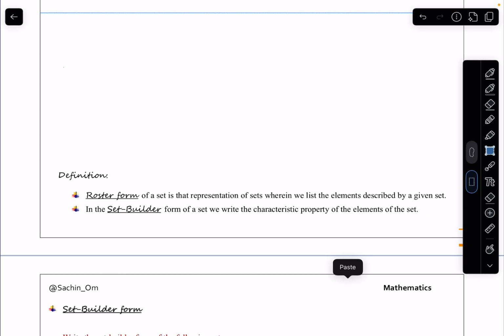In the last class, we had talked about roster form of a set. Today we'll talk about set builder form of a set and we'll see some operations on sets. So, set builder form of a set. Earlier we had defined it as: in the set builder form of a set, we simply write the characteristic property of the elements of the set. When I say characteristic property, I mean that property which can be used to identify every element in the set. So we'll take up some examples.